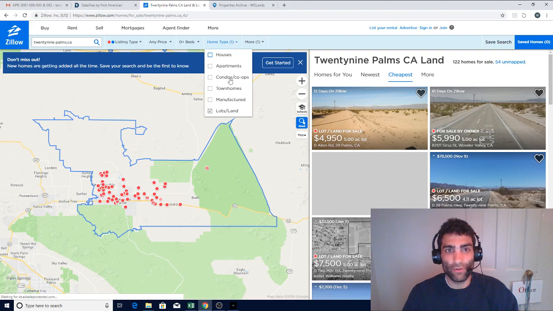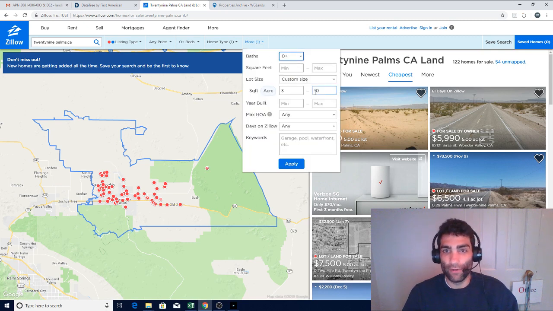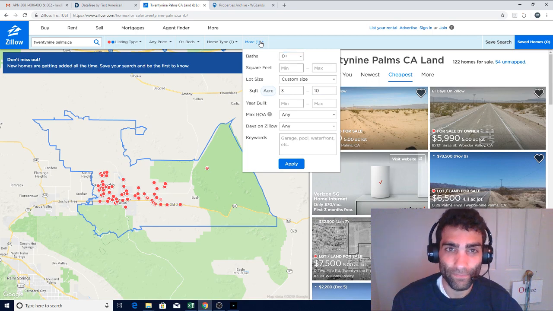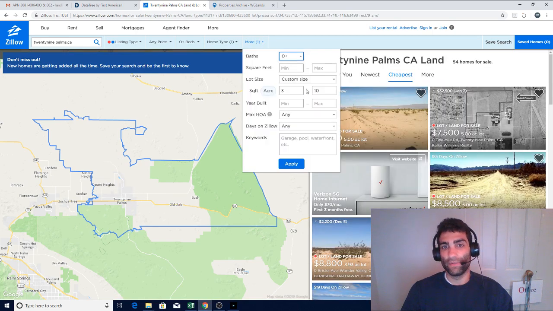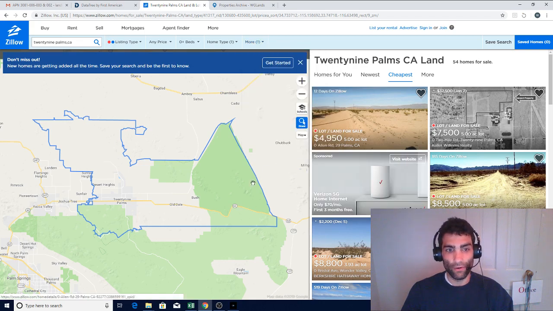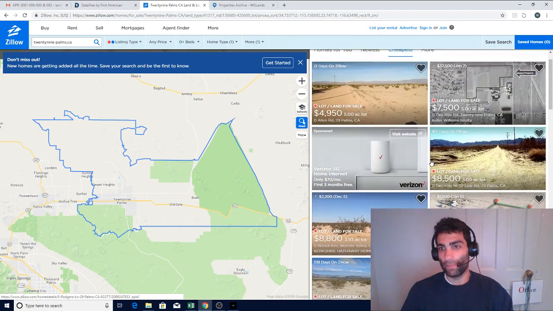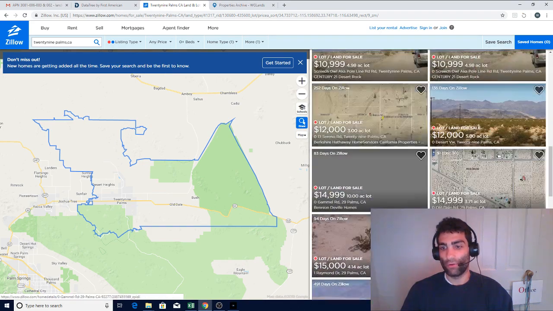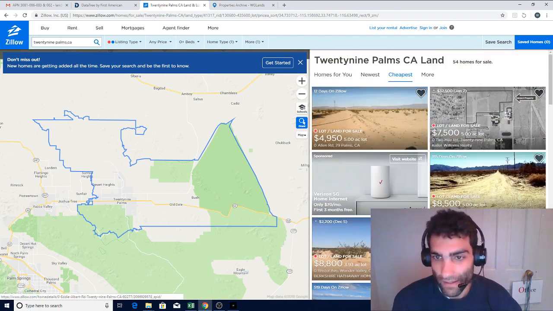Then you want to sort this by just land. I've already had it checked, everything else unchecked, because I'm only looking at land on Zillow. And then you want to go to more, you want to go to your acreage size, whatever you're interested in. That's really all you need to do to get a comp set. This one, they've got 122 properties for sale that are between 3 and 10 acres. Usually the crappiest of the crap are on the bottom. I've sorted this by cheapest, and it goes more expensive. So you could get a sense of the median, which is probably on the second page.